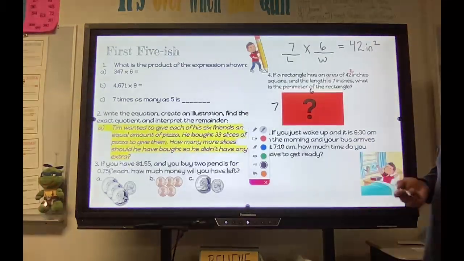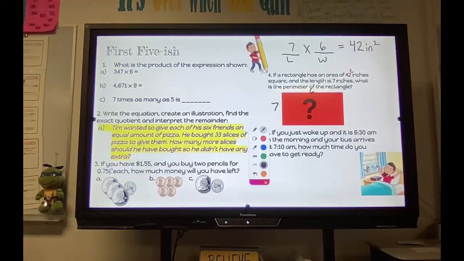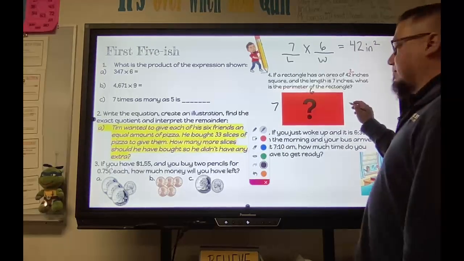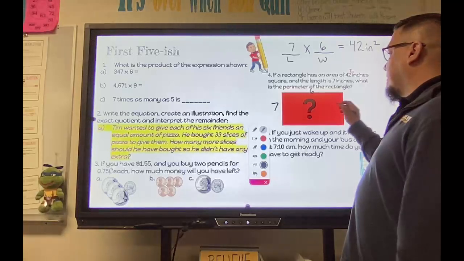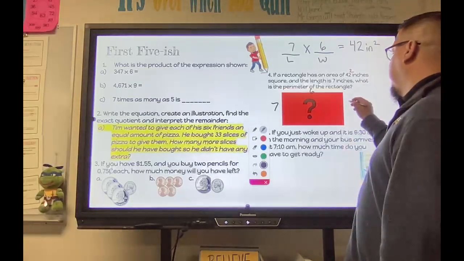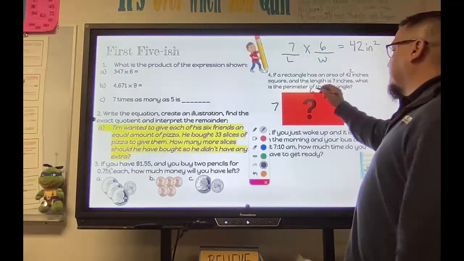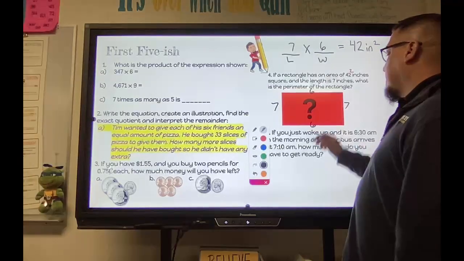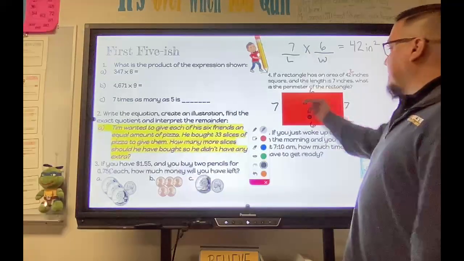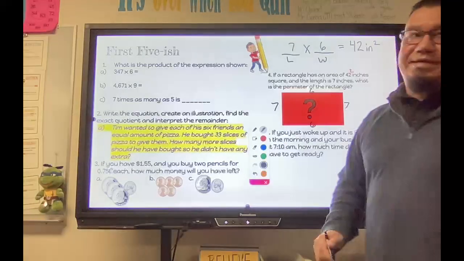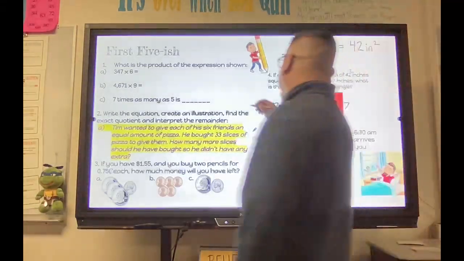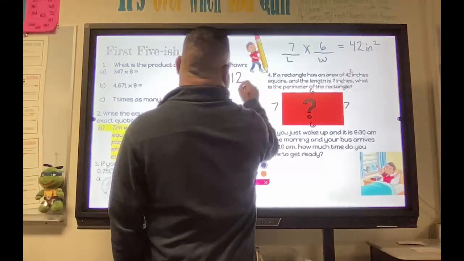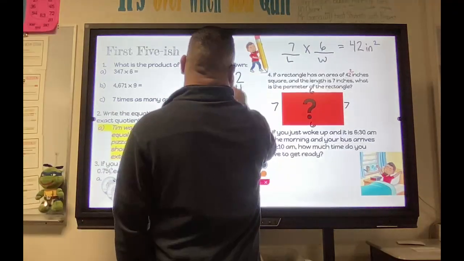So now can I find the perimeter? Yes. How do I find this side? By adding. Wait. No, it's the same because it's a rectangle. So if this side is 7, and that side is 7, this side is 6, that side is 6. Yes, opposite sides are congruent. That means opposite sides are the same. So now I can add all these up, and what do I get? 6 plus 6 is 12. 7 plus 7 is 14.